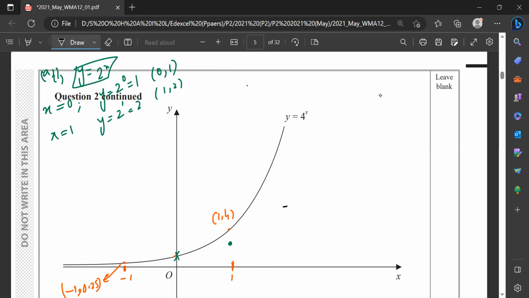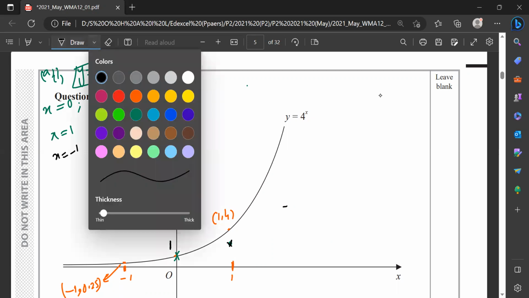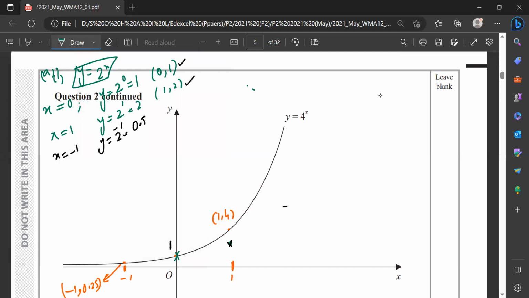And the point 1 comma 2, roughly here. For x equals minus 1, y equals 2 to the power minus 1, which is 1 over 2, 0.5, and 0.5 means slightly above that. For minus 1 it was 0.25 on the other graph, and for this it is minus 1 comma 0.5 for the graph of y equals 2 to the power x. So this is above that.